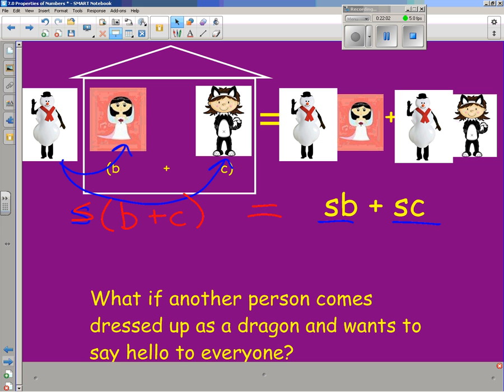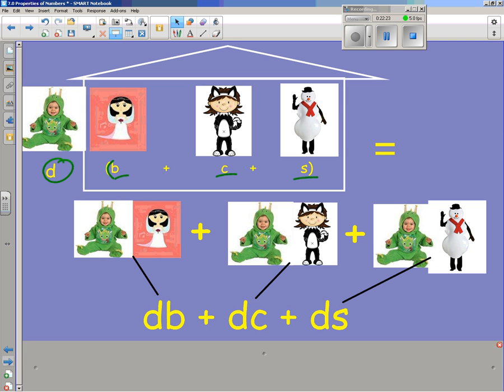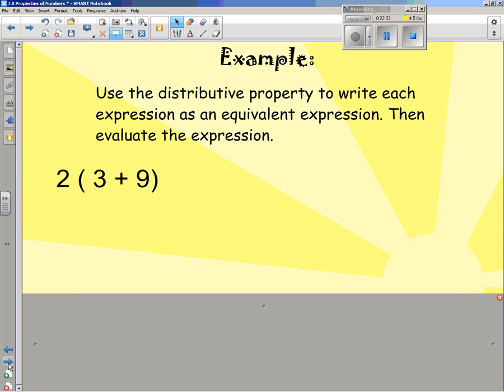But what if another person comes dressed up as a dragon and wants to say hello to everybody? So in the house, in the parentheses, we have the bride, we have the cat, and we have the snowman. And now the dragon's out here outside of the house and wants to say hi to everyone at the party. So the dragon says hi to the bride, the dragon says hi to the cat, and the dragon says hi to the snowman. An example with real numbers. You know what? I'm going to skip that because you already saw something like that. I think you can handle it.